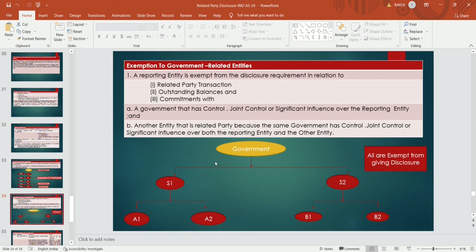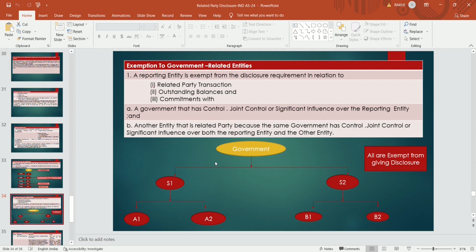Who is exempt from the disclosure requirements under Ind AS 24? Exemption is given to government companies. A reporting entity is exempt from the disclosure requirements in relation to related party transactions, outstanding balances and commitments with whom? If the government controls, jointly controls, or has significant influence over the reporting entity, then that entity is exempt from the disclosure requirements of Ind AS 24. And the other entities are also related parties, because the same government has control, joint control or significant influence over the reporting entity and the other entities.